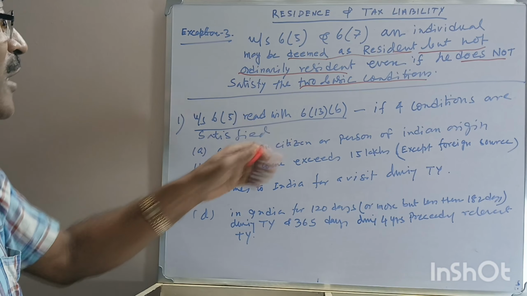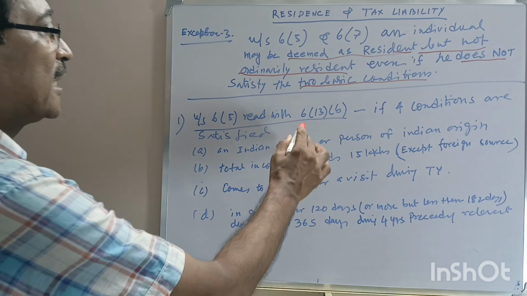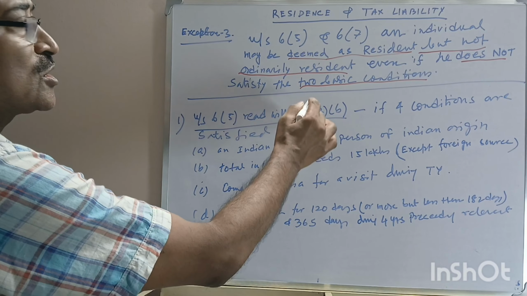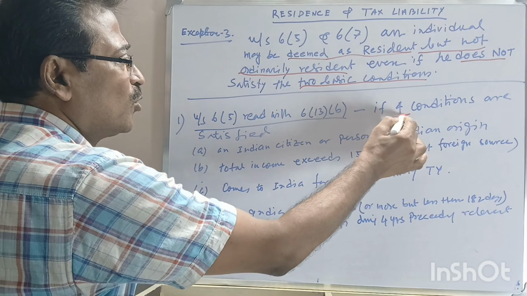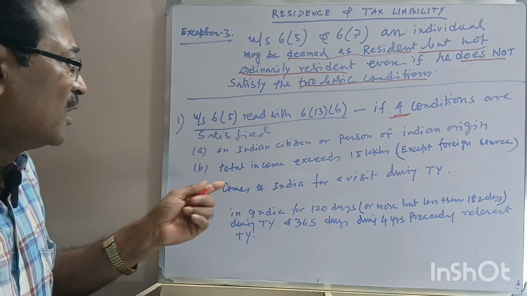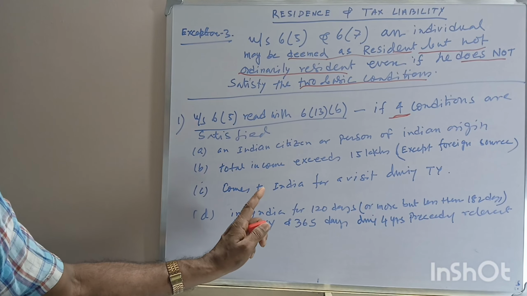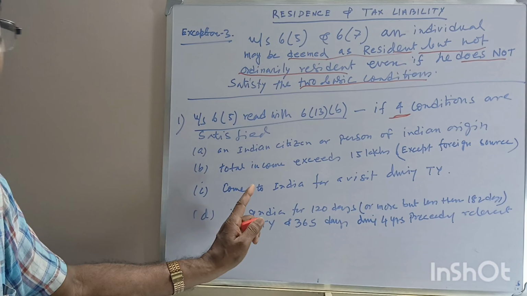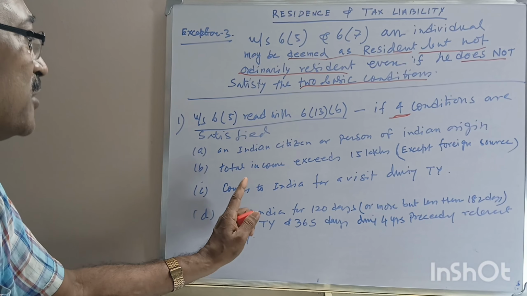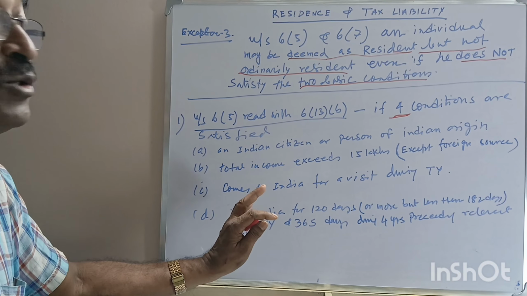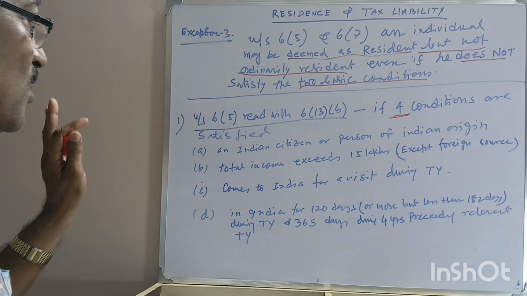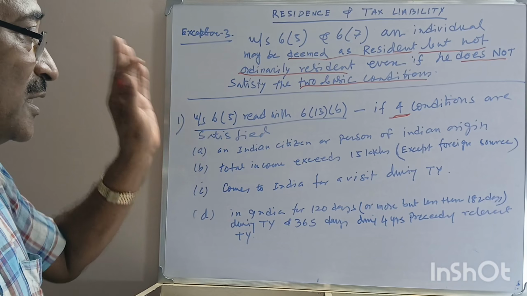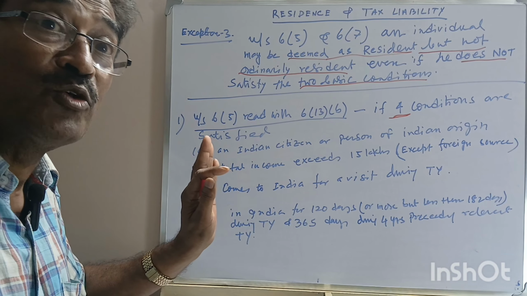Under section 6 subsection 5 read with section 6 subsection 13(b), if 4 conditions are satisfied. What are these 4 conditions? He came to India for a visiting purpose during the tax year. He is an Indian citizen or a person of Indian origin. His total income during the relevant tax year exceeds 15 lakhs, except income from foreign sources. And number 4, he has been in India for 120 days.